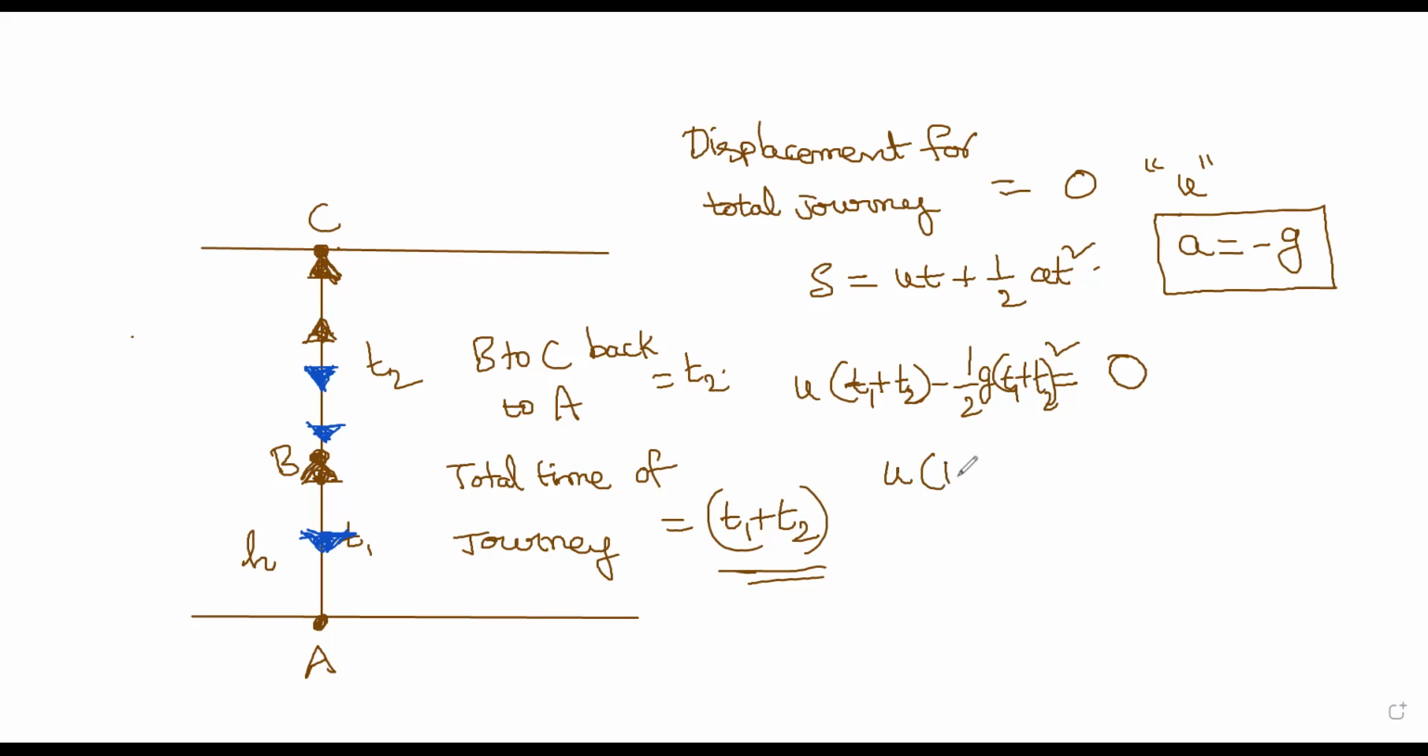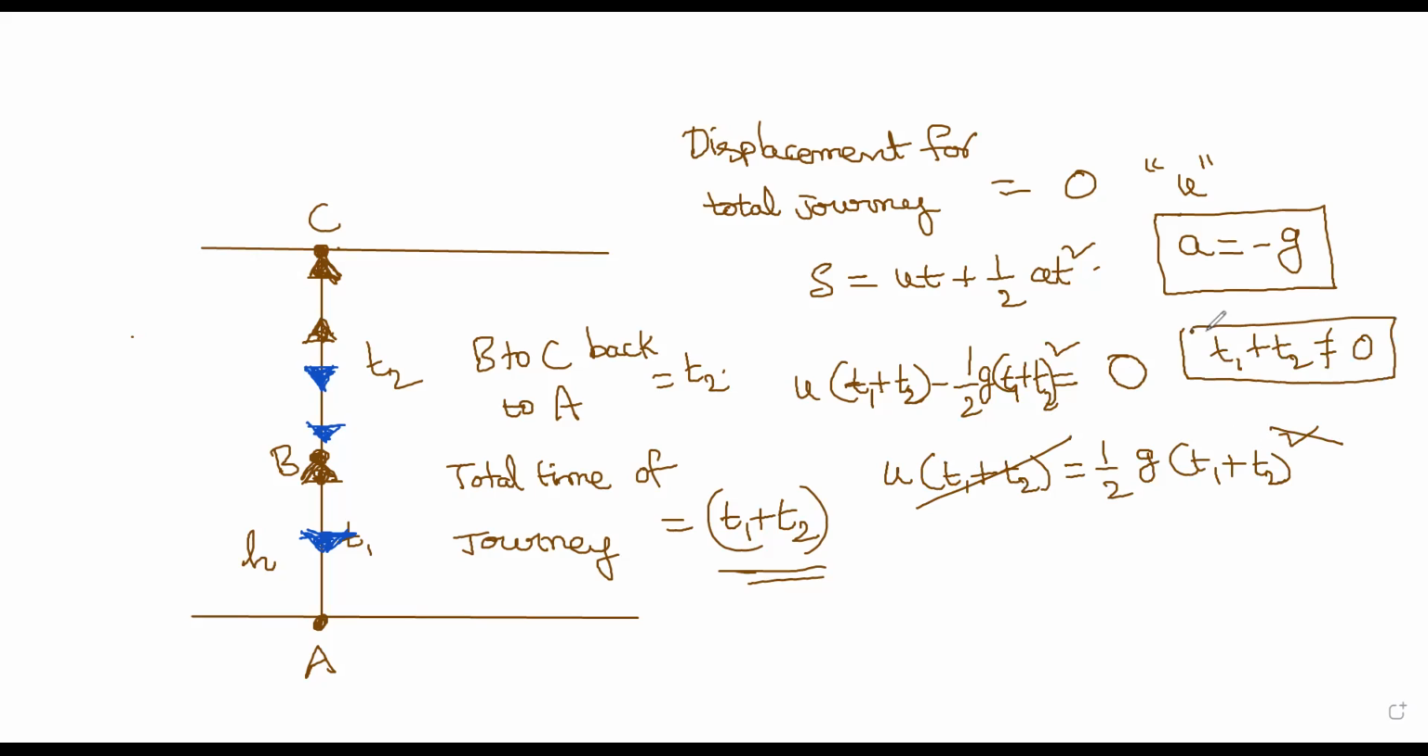So you can write u into t1 plus t2 equals half g into t1 plus t2 whole square. So t1 plus t2 you can cancel on either side, and you know very well that the sum of the times need not be equal to 0. That's the reason you can cancel on both sides. So u is equal to half g into t1 plus t2. Let us keep this aside. This is equation 1.